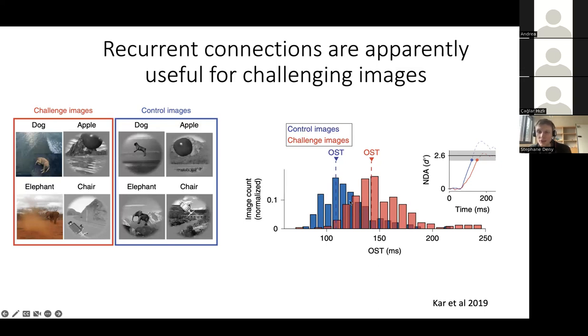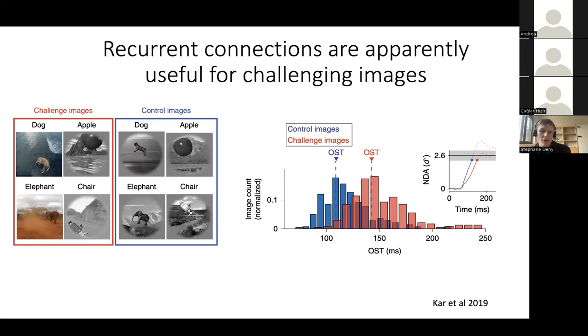So you can see those two histograms represent time histograms. And you can see that when it comes to these challenging images, on average, the primate circuit takes more time to converge to the correct answer. And from this observation, they concluded that probably recurrent connections are involved when it comes to recognizing these challenging images.